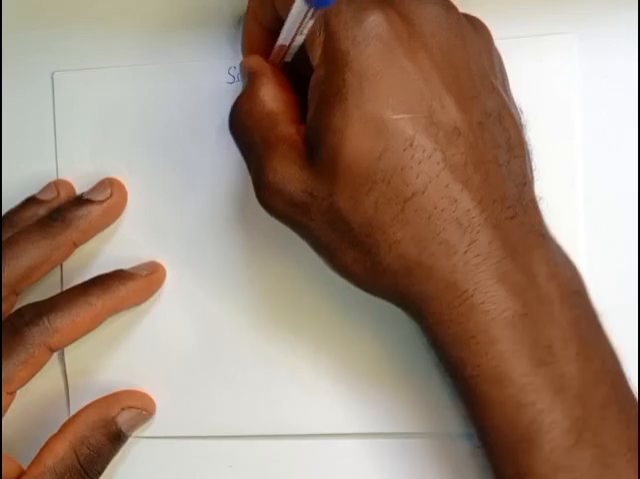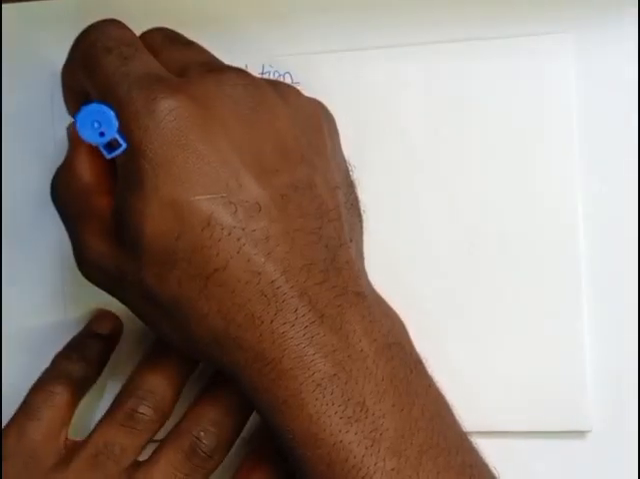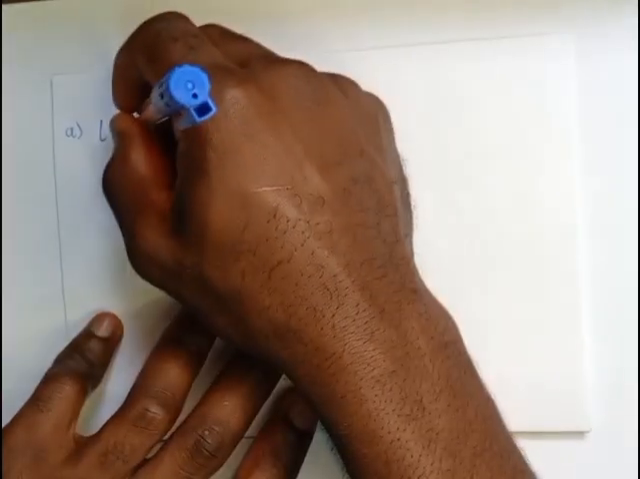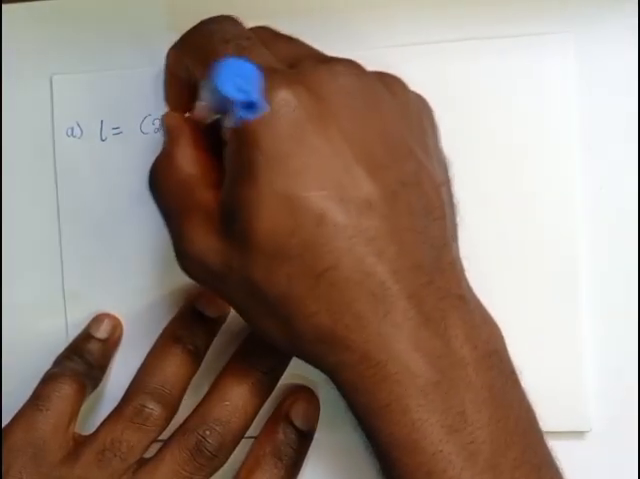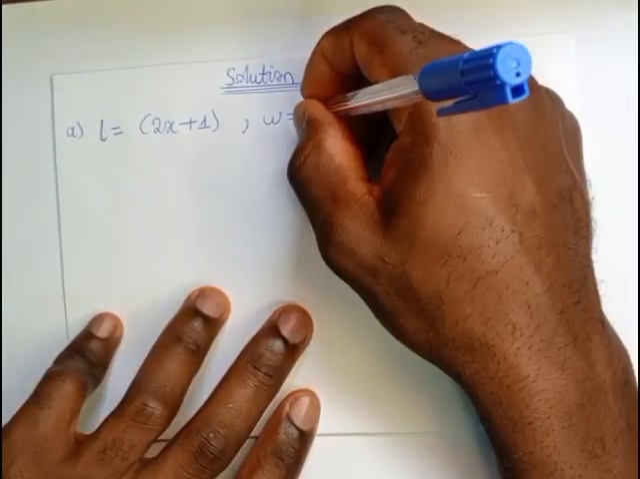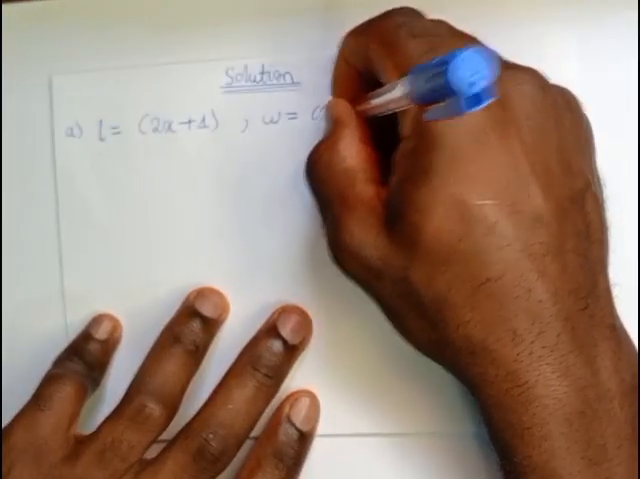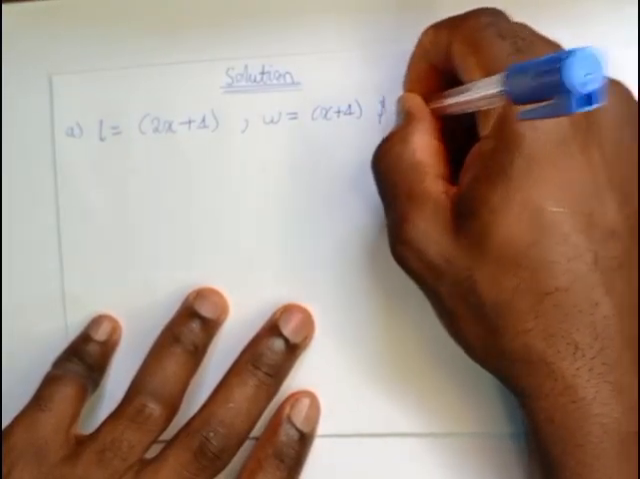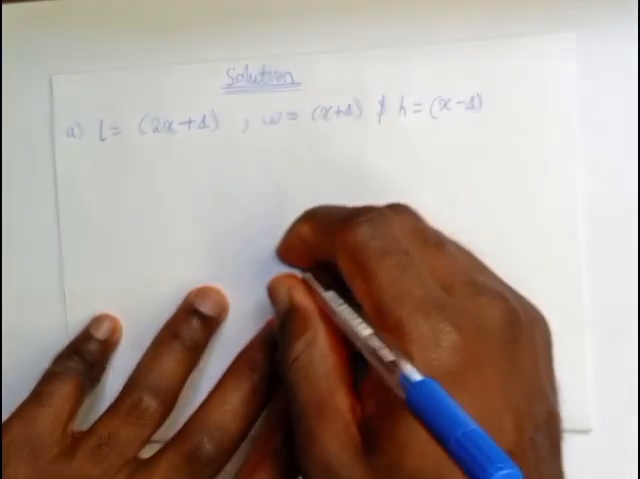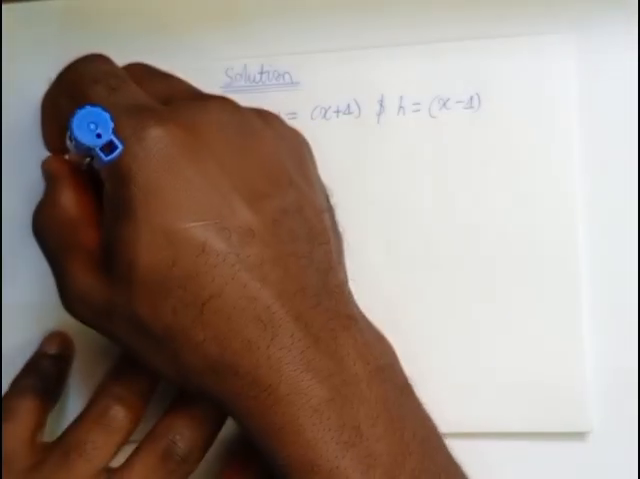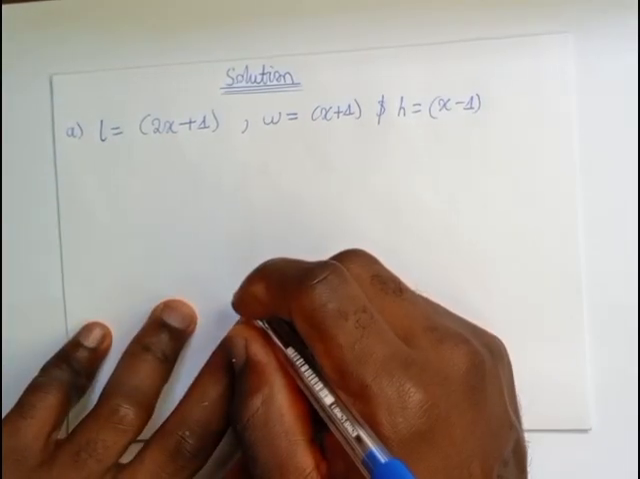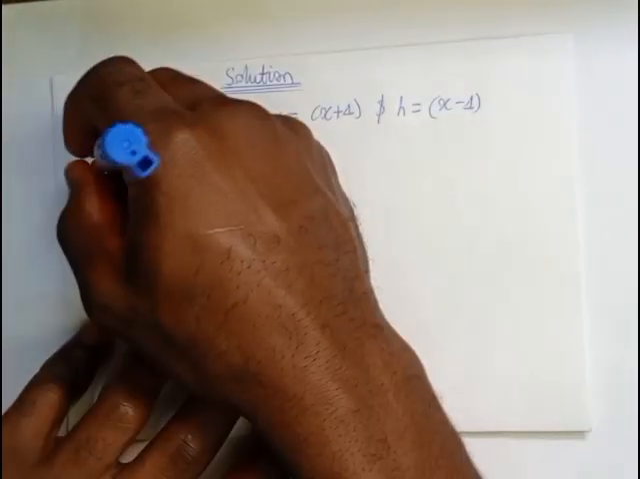Solution. The length of the figure, we are going to denote it using the letter L, is 2x plus 1. The width is x plus 1, and the height h is x minus 1. We are required to calculate the surface area, the total surface area of figure 5.